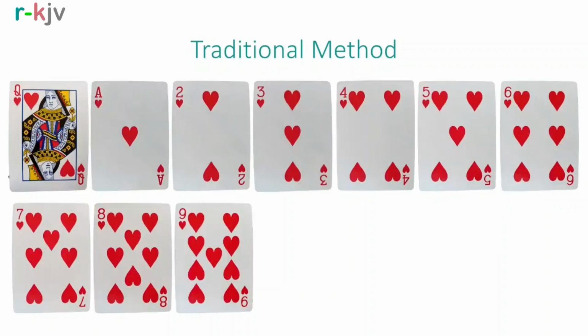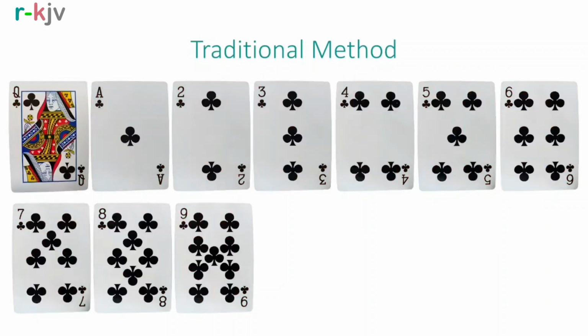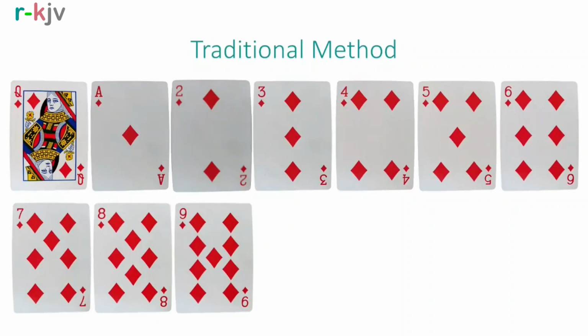Spades, hearts, clubs, diamonds. Place them together and shuffle them to give them a random setup. This can be done by casting them randomly onto the table like this.